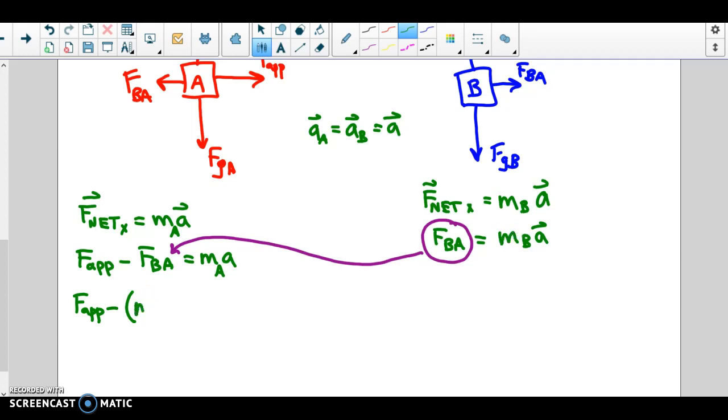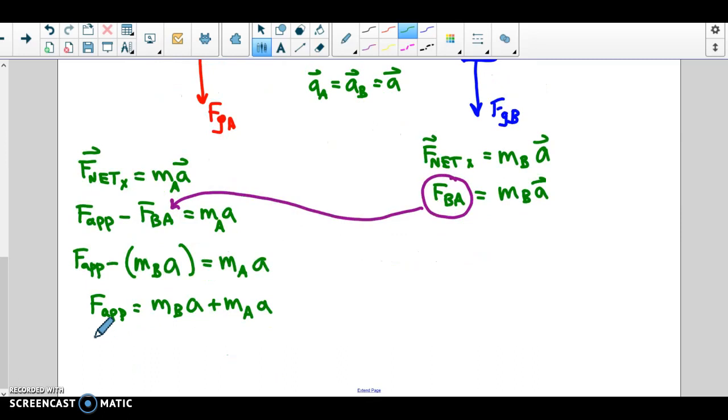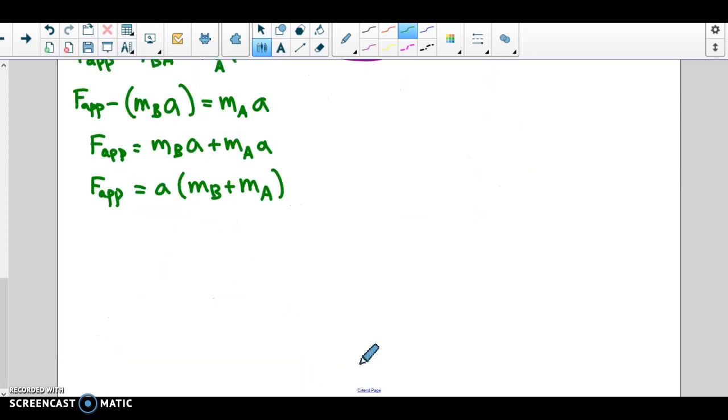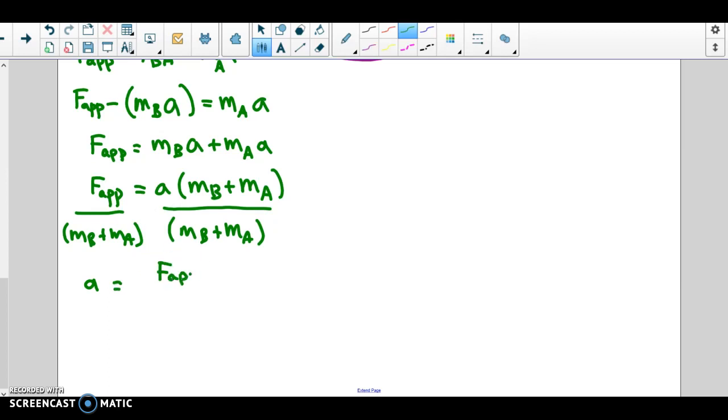So the interaction force F_BA is equal to M_B times A. I'm going to drop the vector signs at this point. And that's equal to the mass of block A times A. So now I'm just going to do a little bit of rearranging. I'm going to move both acceleration terms to the right. Now on the right-hand side, I have two terms. Both of them have this acceleration in them. So I'm going to factor that out. So now I've really just got the sum of the masses in brackets here. To rearrange this equation, I'll divide both sides by M_B plus M_A. Same thing over here. And now I can figure out what the acceleration is.